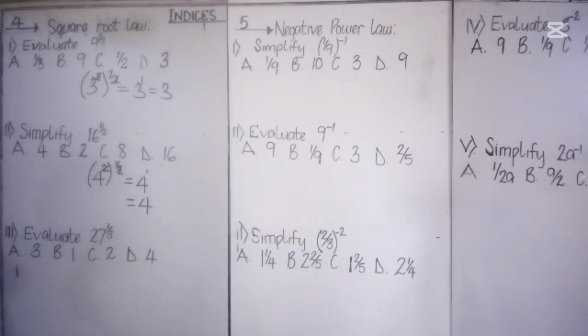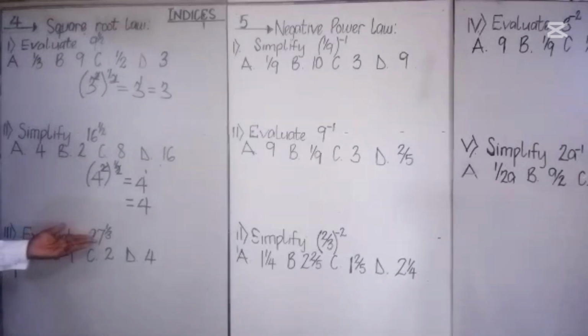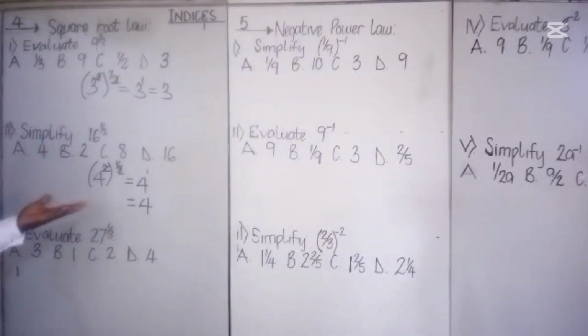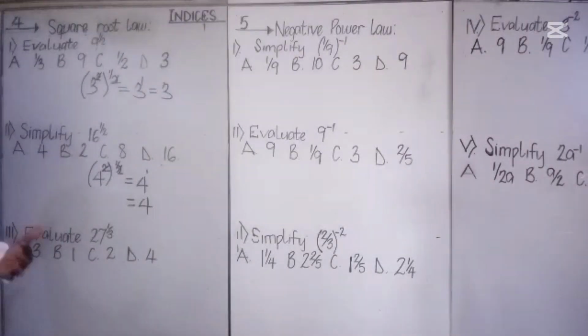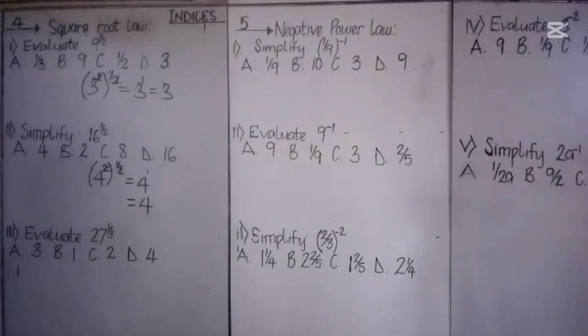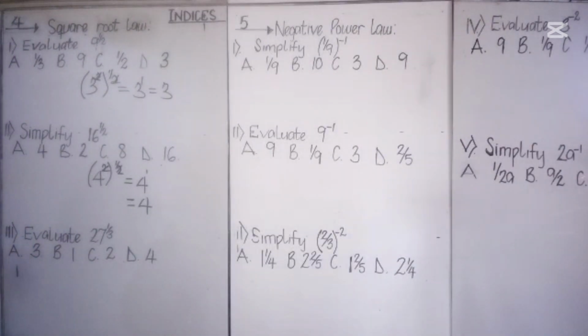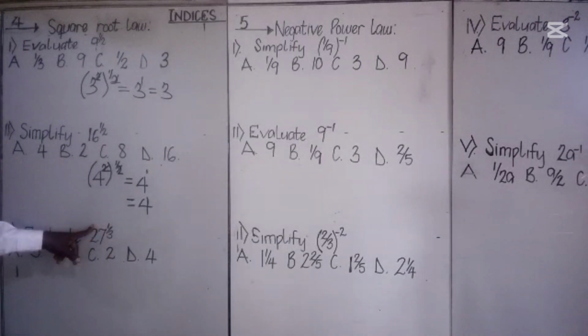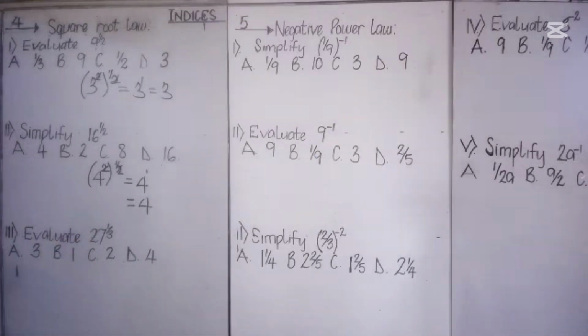Now, example 3. The question says evaluate 27 raised to power of 1 over 3. This is under the square root law. Under the square root law, we have the cube root law. We have the fourth root law. We also have the fifth root law, and so on and so forth. But they follow the same principle. The cube root law also states that whenever a term is raised to power of a cube root, the new adjacent power so formed can interact with the old one.